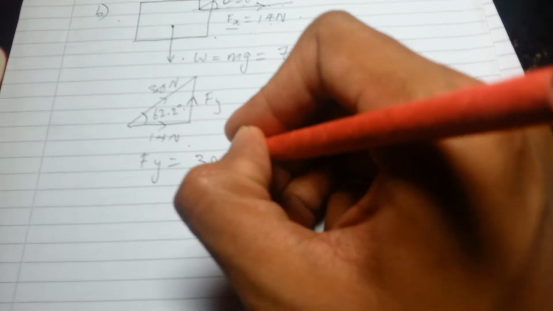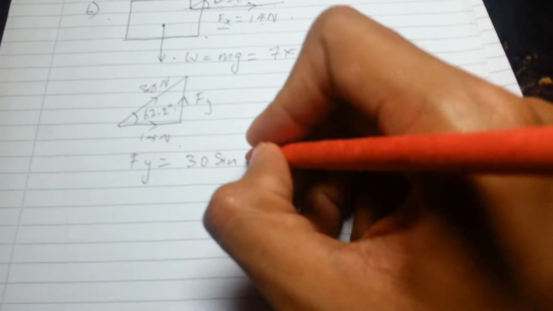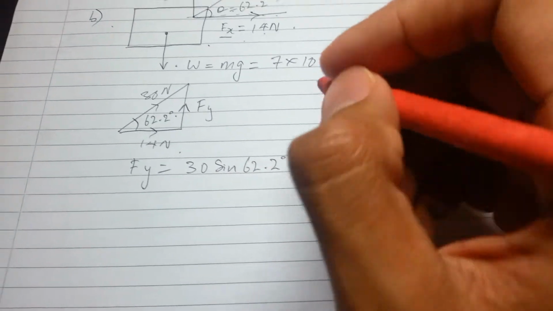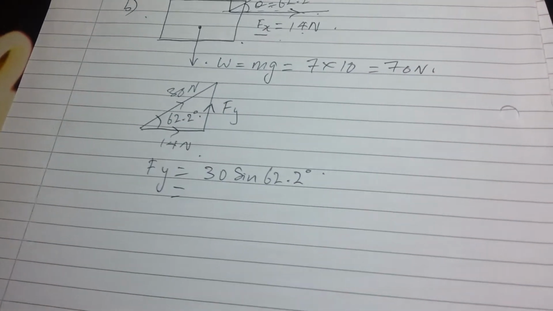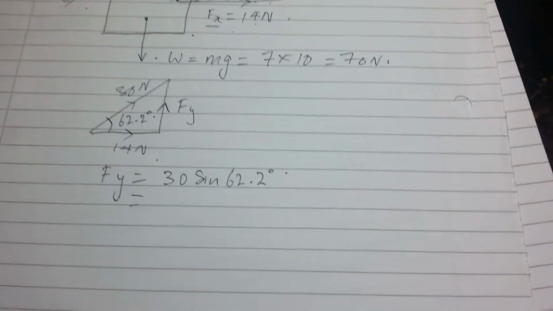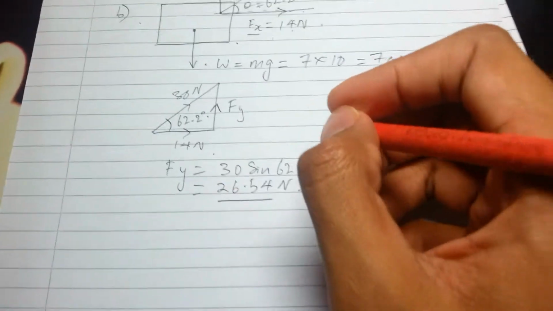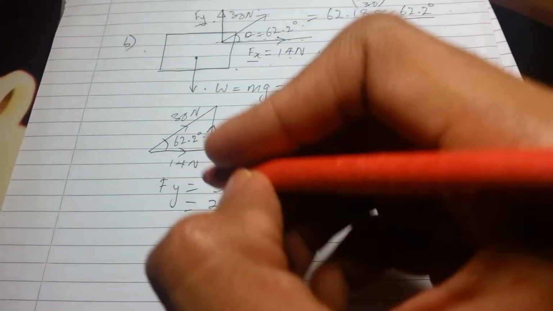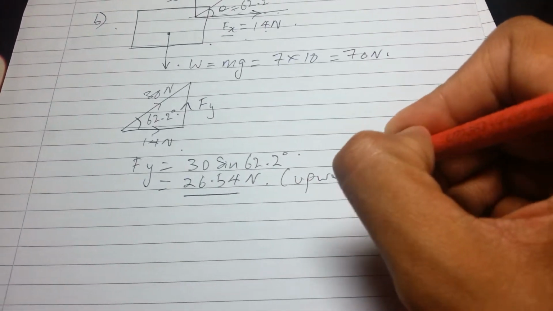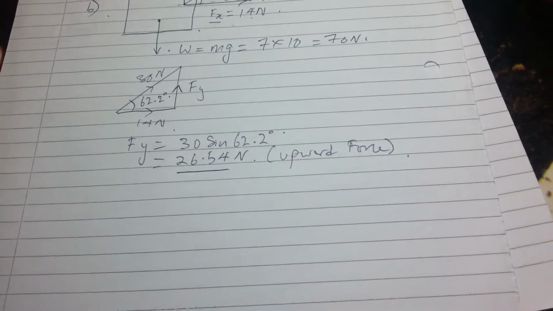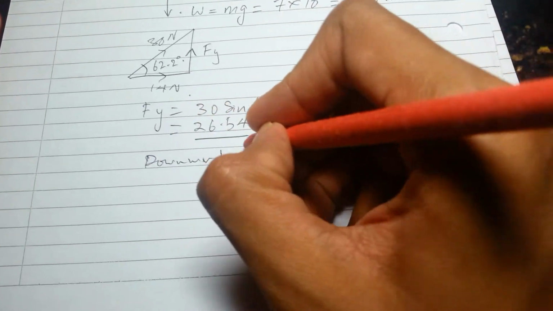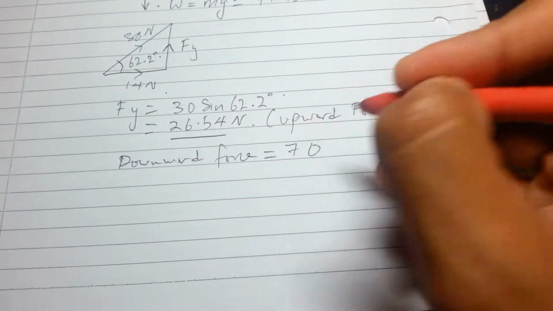Fy will always be equals to 30 sine 62.2 degrees. So what answer will you get for that? 26.54 Newton. Okay, so now the upward force, this is the upward force. What is the downward force? Right? We know that the downward force is equals to 70 Newton.